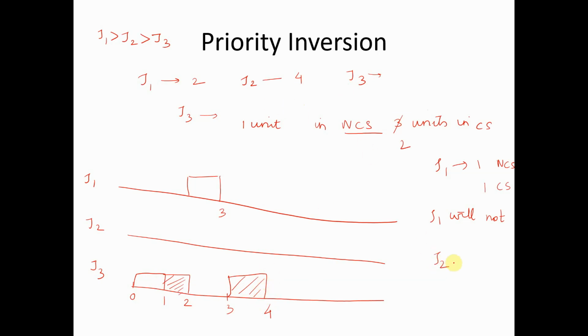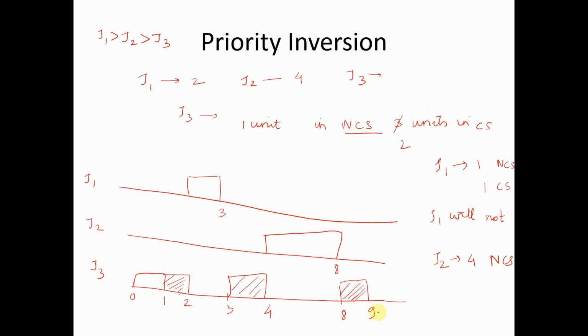Assume that J2 needs 4 units of non-critical section. So it just wants CPU. Only CPU is required. So at 4, since J2 arrives, it will execute for 4 units in non-critical section. Because it needs only non-critical section, J2 gets executed completely for 4 units. At 8, again J3 will get executed. Why? Because J1 is blocked. So J3 will get executed for 1 unit of critical section, that is from 8 to 9.